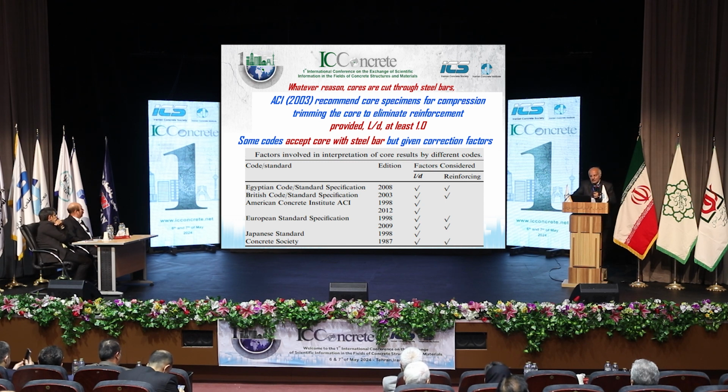Some codes like the British Concrete Society will allow you to use a core with a steel bar, but you need to correct them. And also in the table, some of the standards will not allow you to use a steel bar, while others like European or Egyptian will allow you to use a concrete core with a steel bar, but you need to correct them.